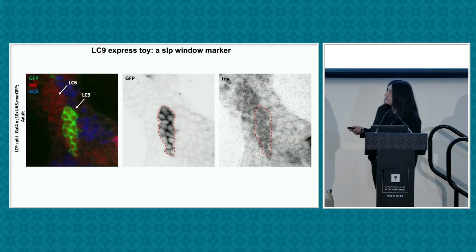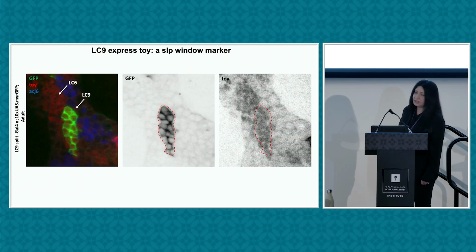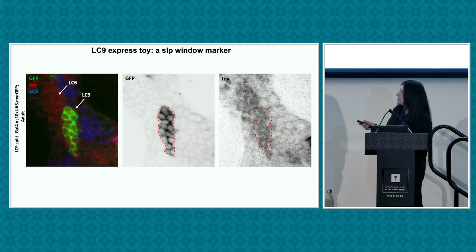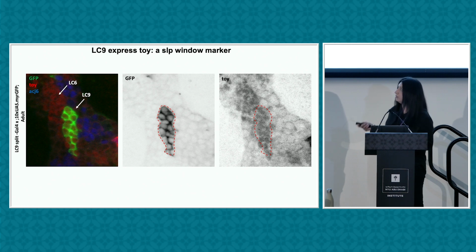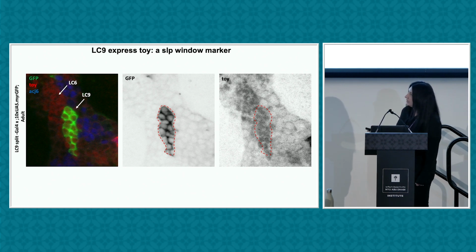We looked at some of the markers that LC9 neurons express, and one of these markers is TOI, which, as you remember, is a marker of neurons that come from that sloppy paired time window. You can see here LC9 neurons express TOI similar to LC6, which are neighboring them.